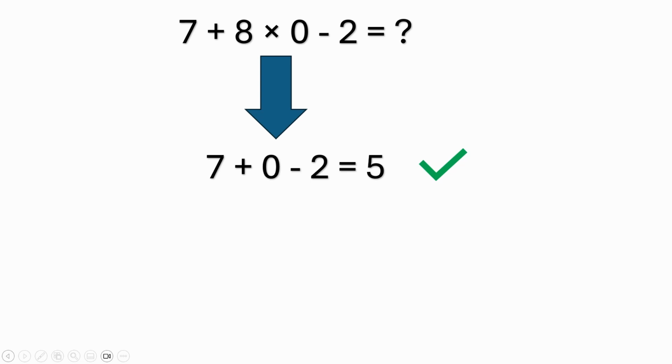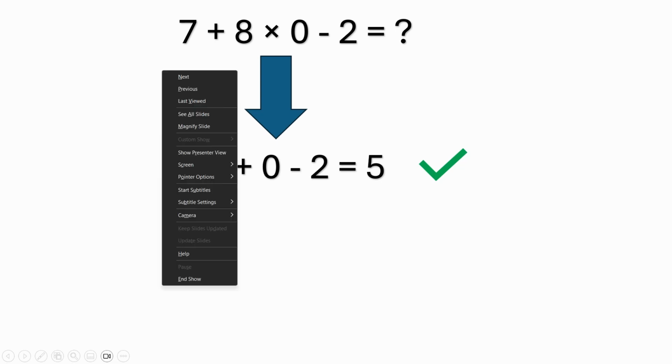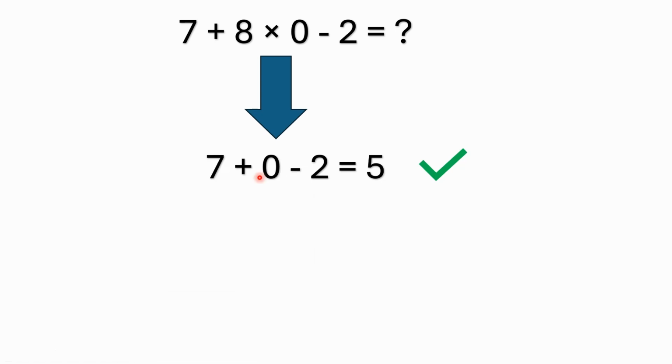All right, so if you recall your order of operations convention, you know that multiplication has precedence over addition and subtraction. So the first operation that we would have here is 8 times 0. And 8 times 0 is 0. So that just leaves us with 7 plus 0 minus 2 equals 5. So hopefully that makes sense.